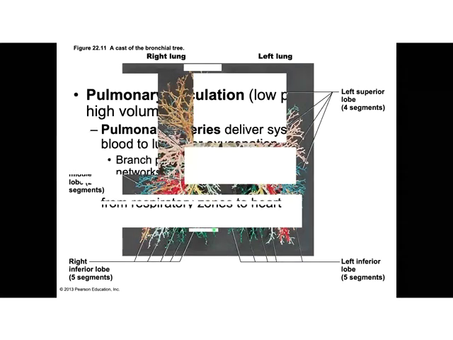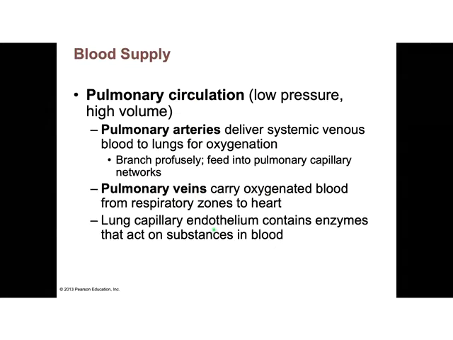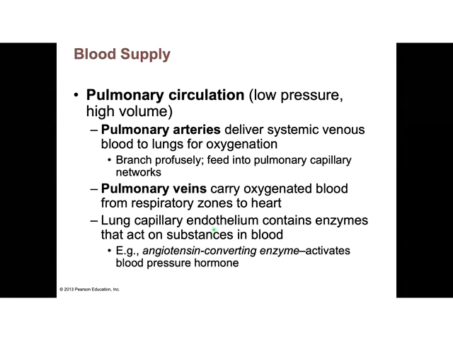The blood supply here is low pressure, high volume. Remember that the amount of blood that is pumped out by each side of the heart with each beat is always the same, but on the right side, we're talking low pressure, low force, where on the left side of the heart, we're talking high pressure, high force, okay? So the pulmonary arteries bring deoxygenated blood to the lungs where oxygen is exchanged for CO2, and the pulmonary veins bring oxygenated blood back to the left side of the heart from the respiratory zone, okay?